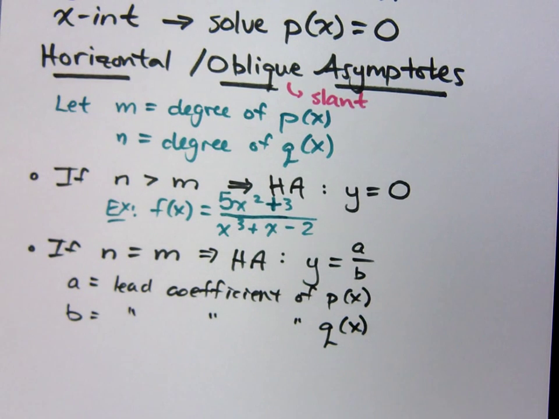So basically it says if the top and the bottom had the same degree, they had the same strength, your horizontal asymptote is going to be the quotient of the lead coefficients. It will be the quotient of the lead coefficients.